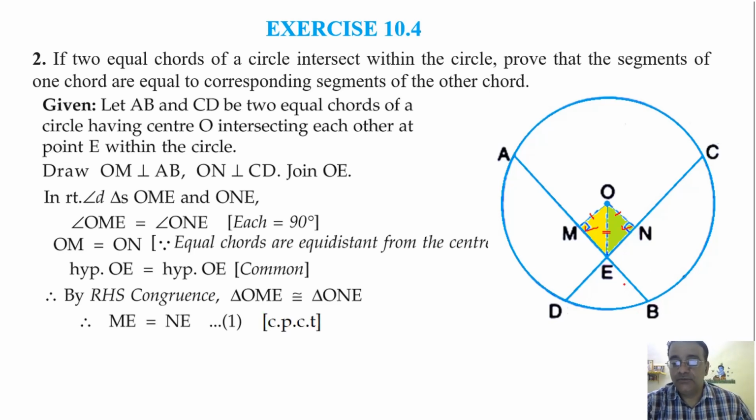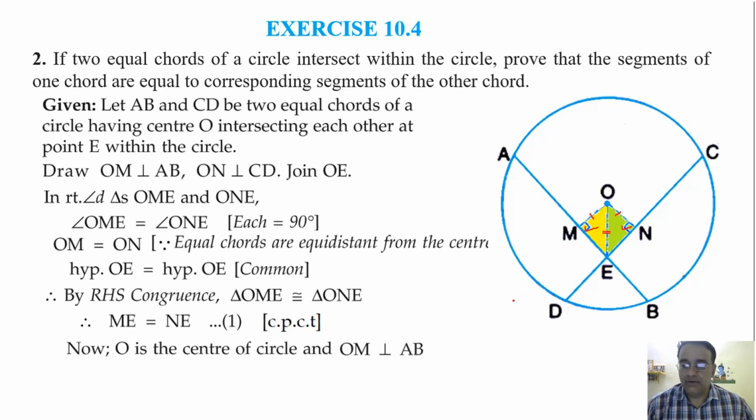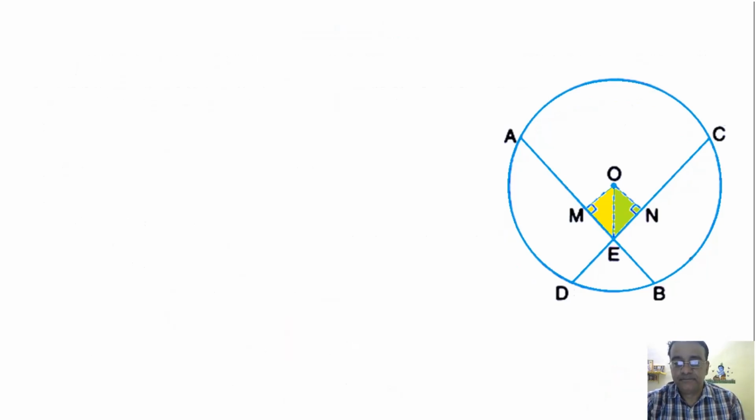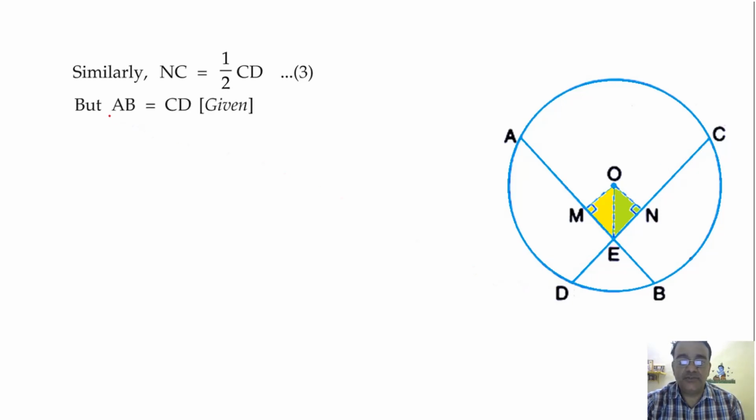Okay, now we know that perpendicular drawn from center to chord bisects the chord. Right, O is the center, OM is perpendicular to AB, so AM is equals to half of AB. Why? Because perpendicular drawn from center to chord bisects the chord, or simply perpendicular from the center bisects the chord, you can write. Right? Now similarly, NC is equals to half of CD. But AB is equals to CD, so half of AB will be equals to half of CD. So AM is equals to NC.